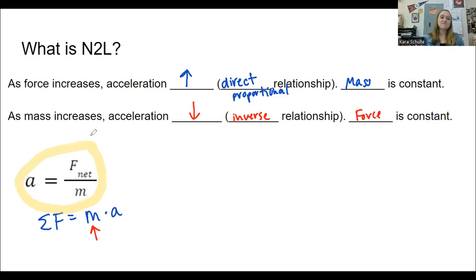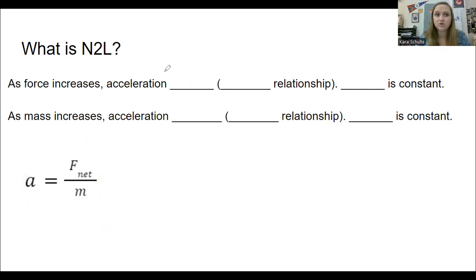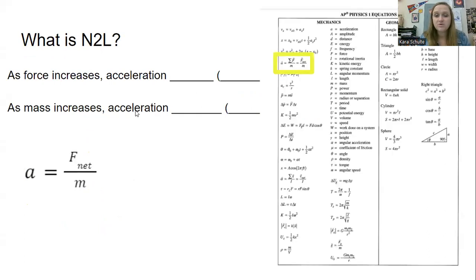Now, you're going to see this equation on the AP equation sheet looking like this right here: acceleration equals F net over m. It's just rearranged to equal sum of forces equals ma. I want to show you where this is on the equation sheet. Looking at your equation sheet, it's going to be right here. You'll see that it says sum of forces, sigma F over m, and net force over m. They mean the exact same thing.